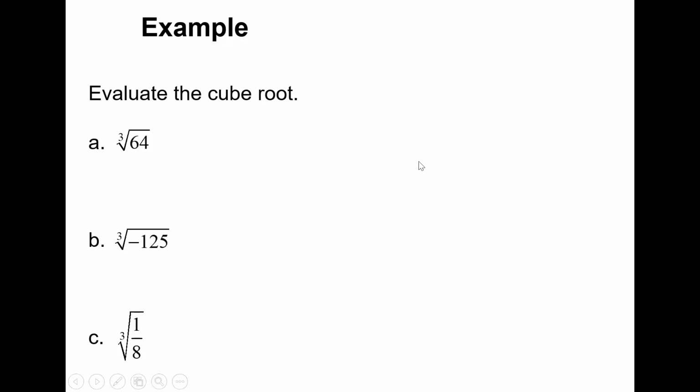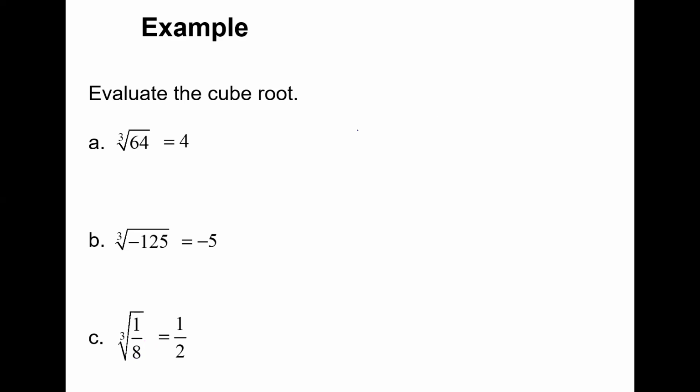Now we're supposed to evaluate the cube roots of these values. What times what times what is going to give us 64? If we take 4 times 4 times 4, that gives us 64. So 4 to the third, and the cube root of that is going to give us a 4. What about negative 125? That's going to be a 5 because 5 times 5 is 25, times 5 is 125. But we have a negative, so that's going to give us a negative 5 for our answer. Now here, the cube root of 1 is just going to be 1 because 1 times 1 times 1 is 1. So that will be just 1 for the numerator. For the denominator, 2 times 2 times 2 is going to give us 8, so the cube root of 8 is going to give us a 2. So that should give us 1/2. And that is how we evaluate those.